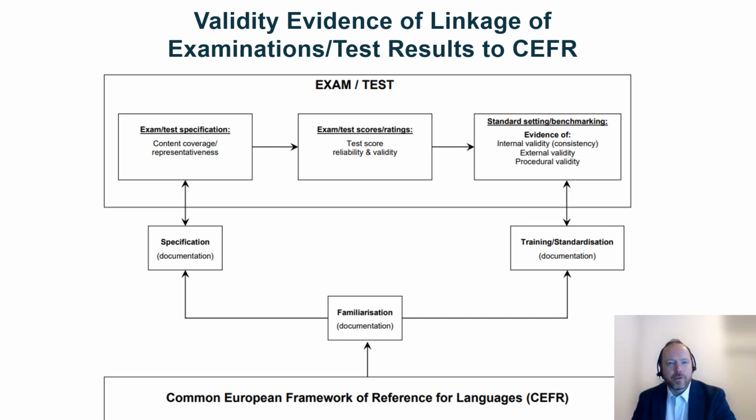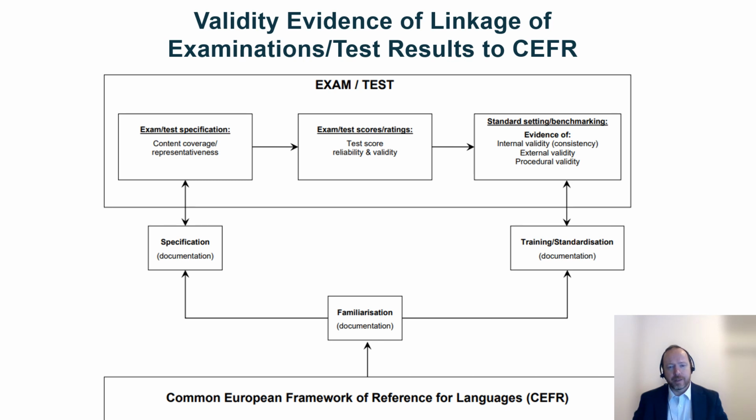Okay, now we come on to the detail of aligning tests to the CEFR. We've talked about validity just now, but this is the validity evidence that's required for the linkage of examinations to the CEFR. This diagram quite nicely illustrates the high-level processes that are involved, and the stages for each step. So, for example, at the bottom, we start with the Common European Framework. So we start with the framework that you're aligning to rather than the test itself, although both are important.